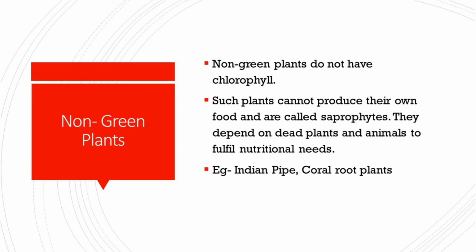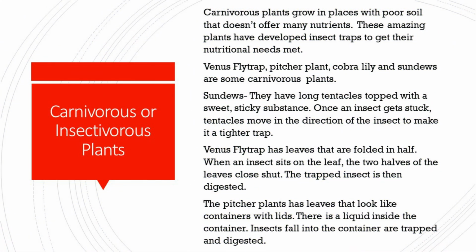So what is saprophyte? The plants which cannot produce their own food are known as saprophytes. They depend on dead plants and animals to fulfill their nutritional need. An example is Indian pipe, coral root plants. Next type of plants are carnivorous or insectivorous plants.